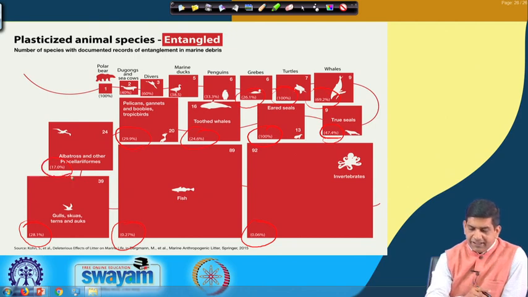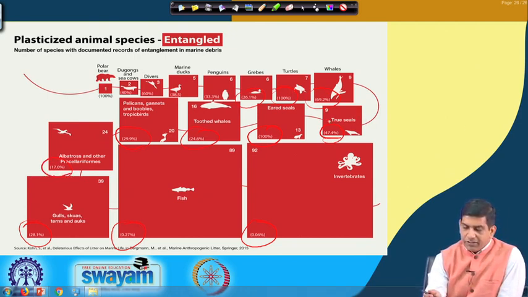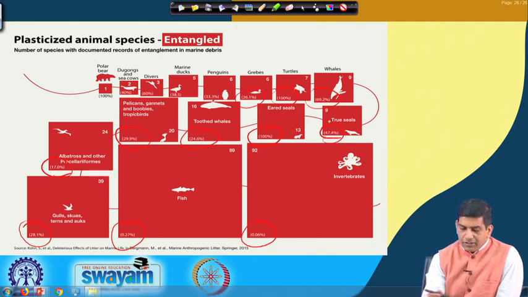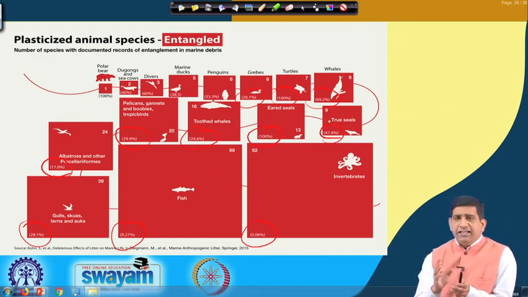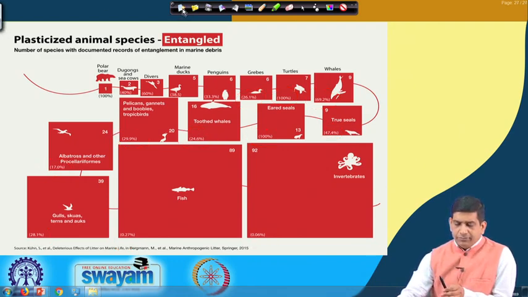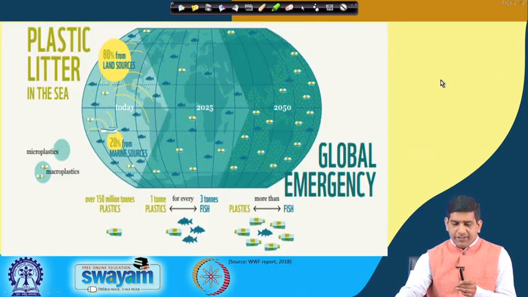So, as you can see, again there is a variety. Turtles lead the pack with 100%, and the same with eared seals, but there are others which are very, very low as well. So, this is the number of documented records of entanglement in marine debris, where these species were found to be entangled with plastic when they were studied.